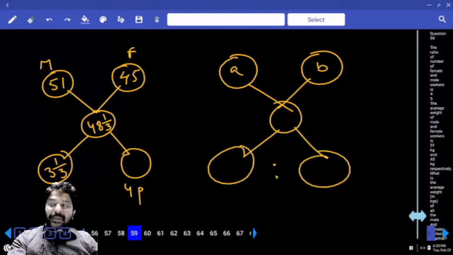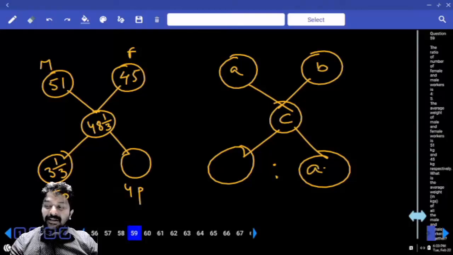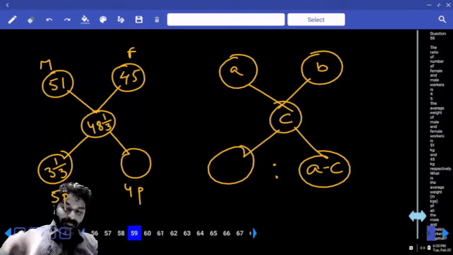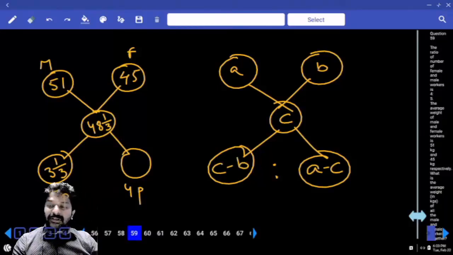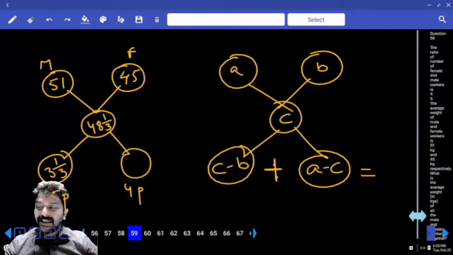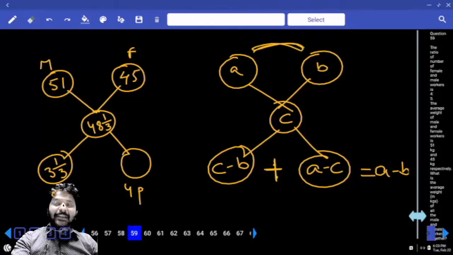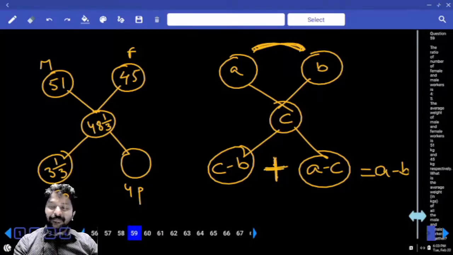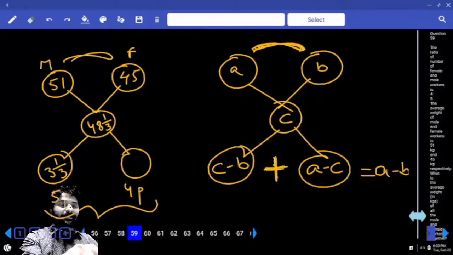A, B, C. You write A minus C. Here we'll write C minus B. Sum of these two. Come on. Plus C minus C gets cancelled, right? That is equal to A minus B. So whatever is the difference A minus B we have, that must be equal to the sum of values in the ratio parts. Sum of these two is equal to the difference.